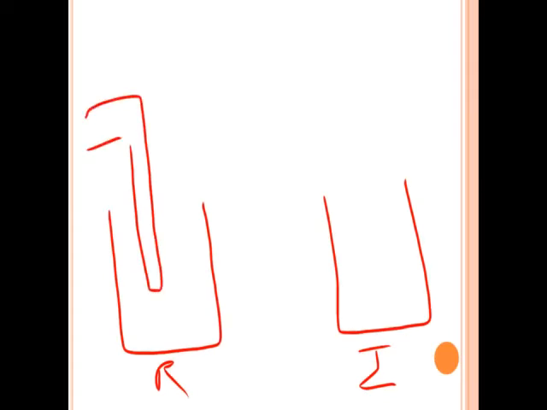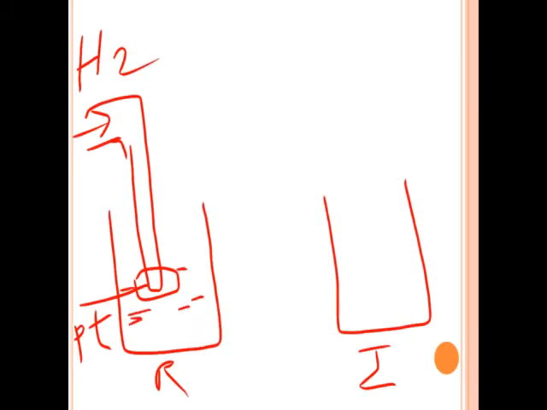Suppose this is the hydrogen reference electrode. Here we are adding H2 gas. This metal plate is made of platinum, and here there is HCl. That is the composition of the reference electrode if we are using the hydrogen reference electrode.